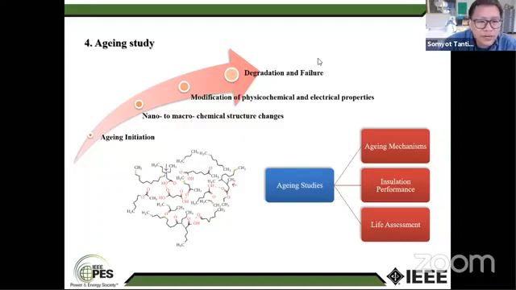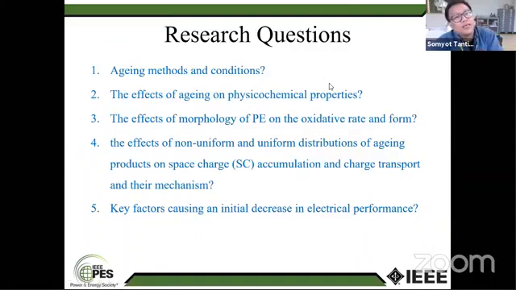And when the aging initiates in the power cable insulation, it will change the chemical structure from nano to micro scale. After the modification of physical, chemical, and electrical properties, it will lead to the degradation and the failure of the power cables. And this is the research question that I wrote from my thesis.